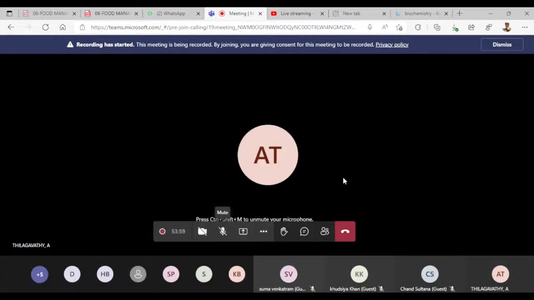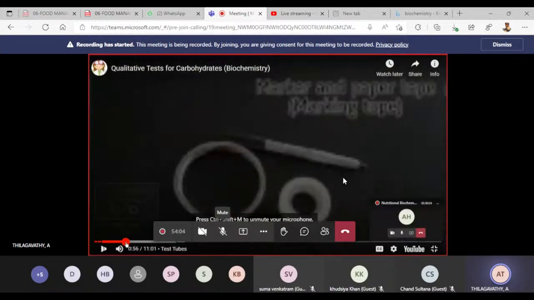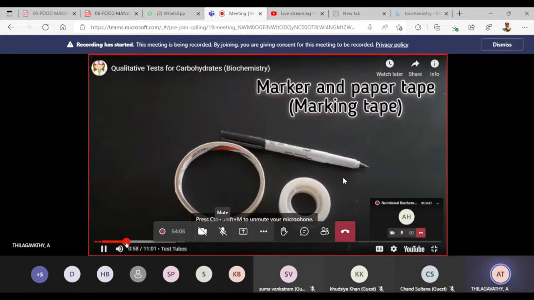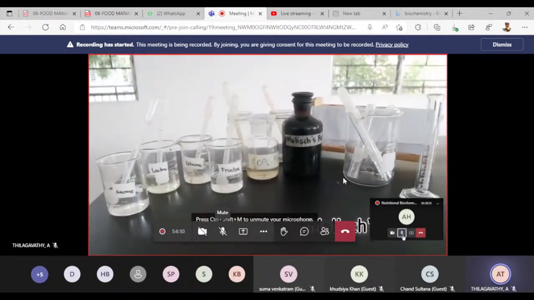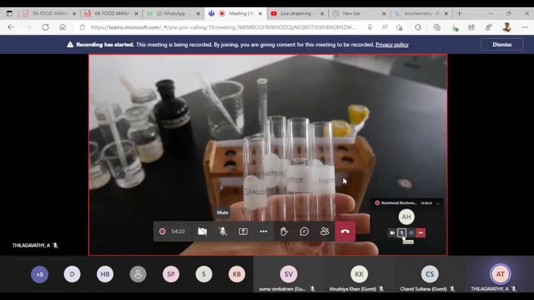Now that everything is ready, let us now start. For the first part of the experiment, we will be doing the Molisch test, which is a general test for carbohydrates. Concentrated sulfuric acid will also be used in this test. Make sure that you also label your test tubes so that you won't get confused when transferring the carbohydrate samples.